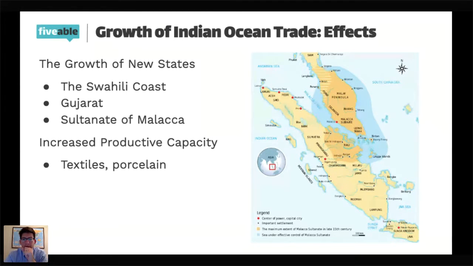let me see if I can pull up a good map here. This is a good one, even though it's kind of going ahead.